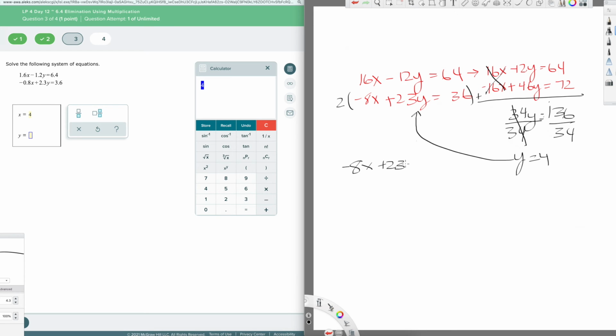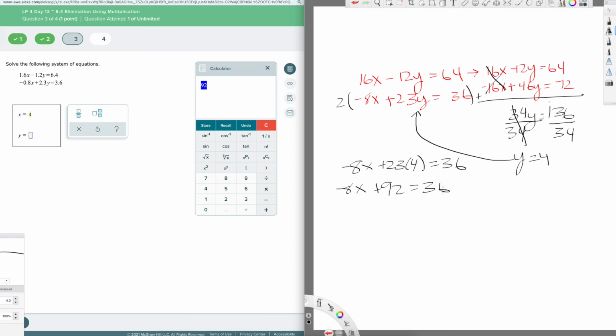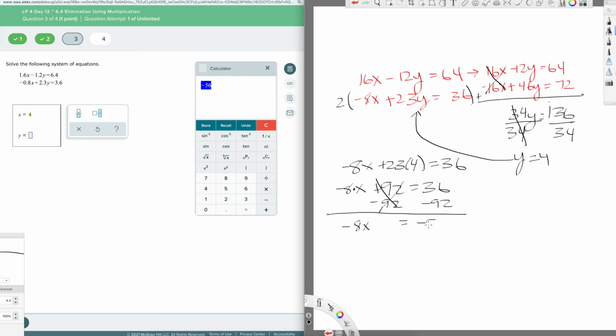So 23 instead of y, I'm going to put in 4 equals 36. So negative 8x plus, being a little lazy again here, 23 times 4 is 92 equals 36. Now we're solving for x just like we have on all these other ones. Trying to get it by itself, so I'm going to take this 92, subtract, because we always do addition and subtraction first. And be careful, this is not being subtracted, this is times negative 8. So just be careful about how you read it. Negative 8x drops down, 92 minus 92 cancels, and we have 36 minus 92, so we get negative 56.